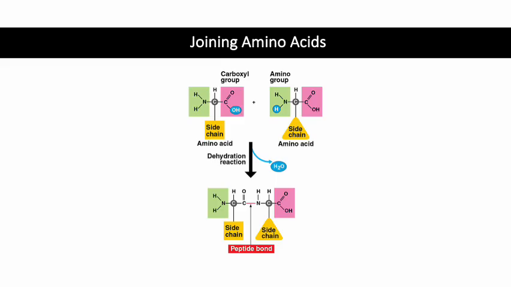Amino acids are joined together through a dehydration reaction that forms a peptide bond. During this process, the carboxyl group of one amino acid reacts with the amino group of the other, releasing a water molecule. The resulting peptide bond links the two amino acids into a joined chain. As more amino acids are added, this chain becomes a polypeptide. The order in which amino acids are joined is critical because it determines how the polypeptide will fold into a functional protein.